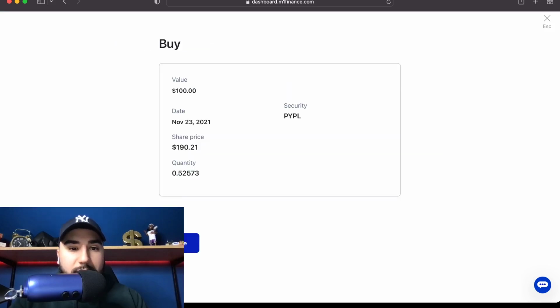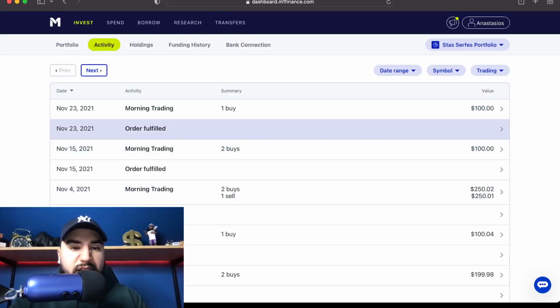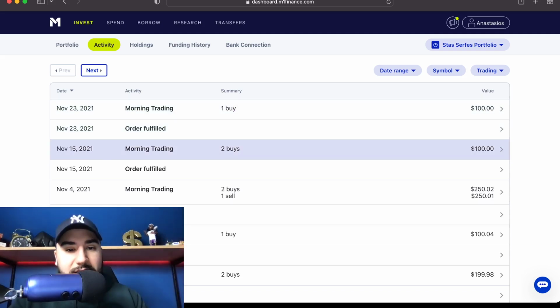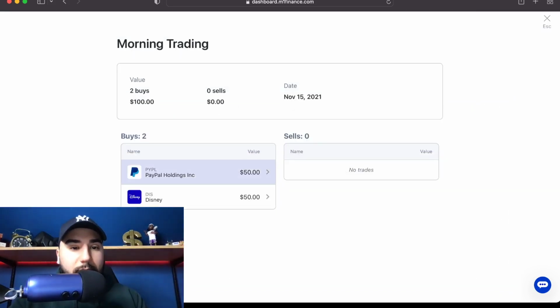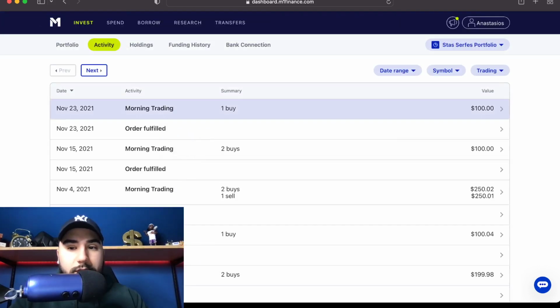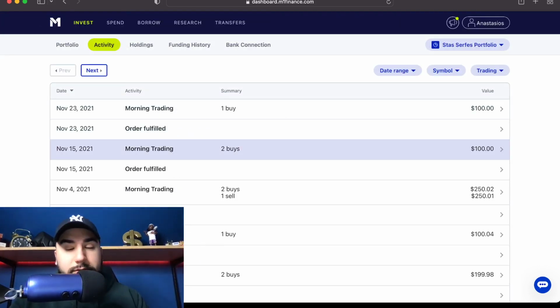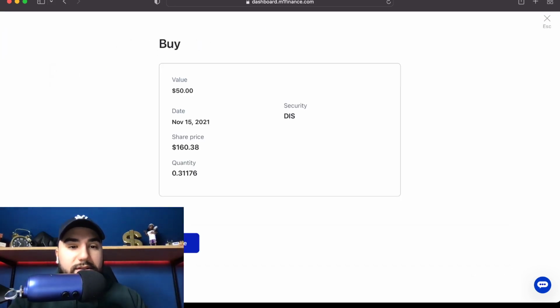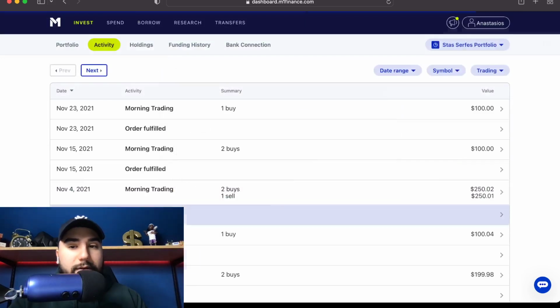I bought $100 of PayPal in this account at $190. I bought half of a share at $190.21, and that was on the 23rd, by the way. And on the 15th, I bought more PayPal at $212, which fell a lot, more under 212, but it's all good, guys. We're averaging in. And then I bought more Disney at about 160 on the 15th as well.